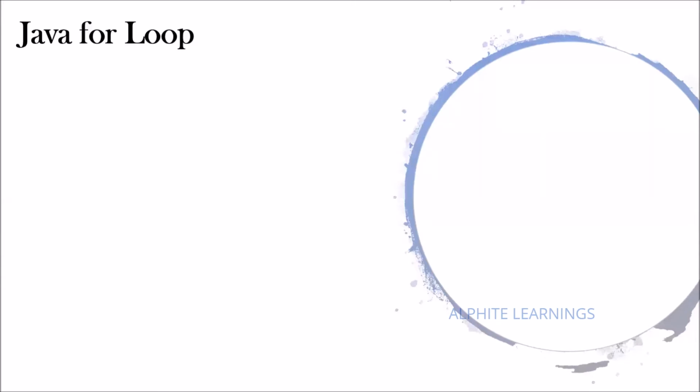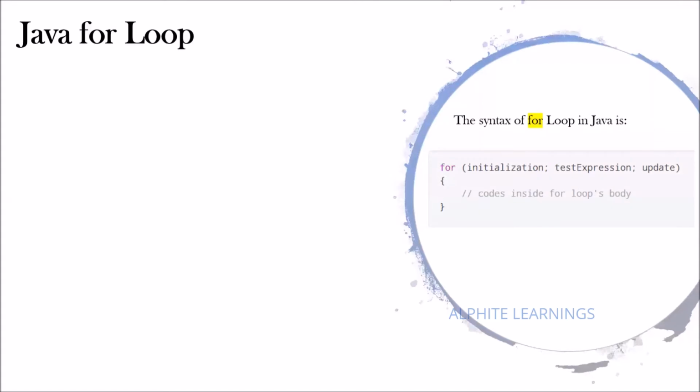What it means to iterate is continuous running. That is what we call iterate. So the syntax of the for loop is: you mention for, and within the parentheses you have three values to give. This is the traditional way of defining a for loop. First you learn this syntax, and we have many other forms of defining for as well, which we will learn later. It has three parts: initialization, test expression, and update.